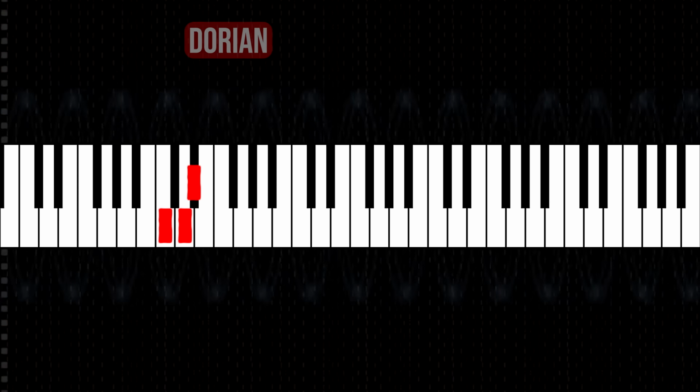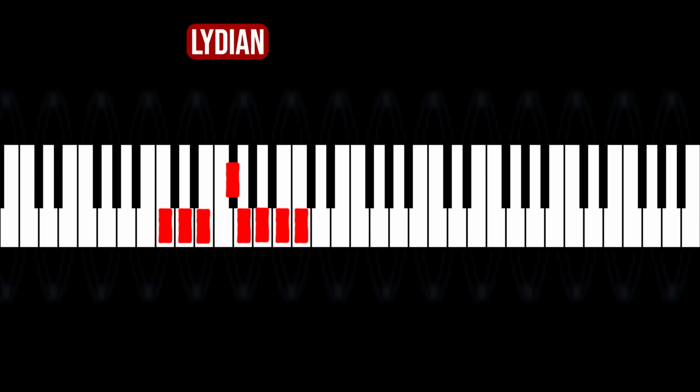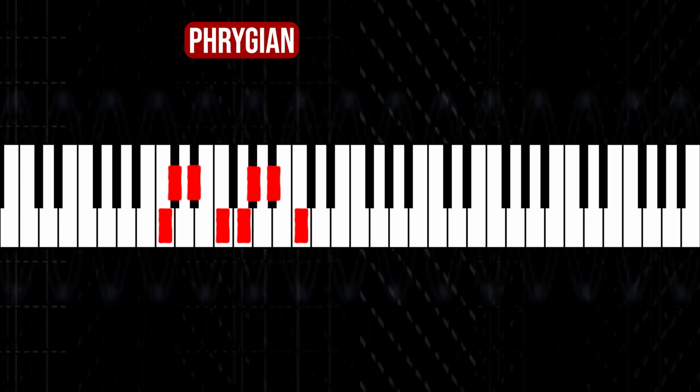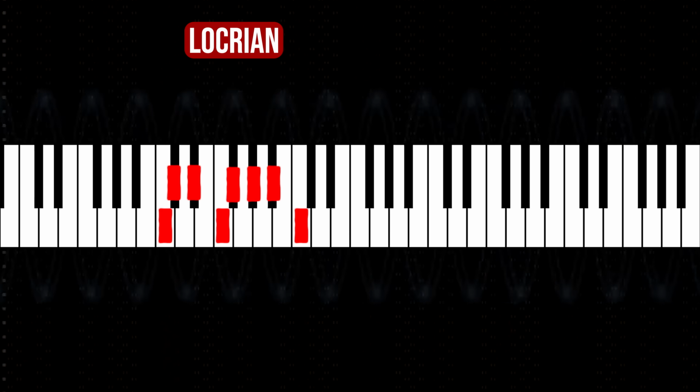So we all know the modes of the major scale. They're the most common ones that we hear about, the most common ones that we tend to use. Things like Dorian, Lydian, Aeolian or natural minor, and even weirder ones like Phrygian or Locrian. They have tons of different usages. We see them all the time.